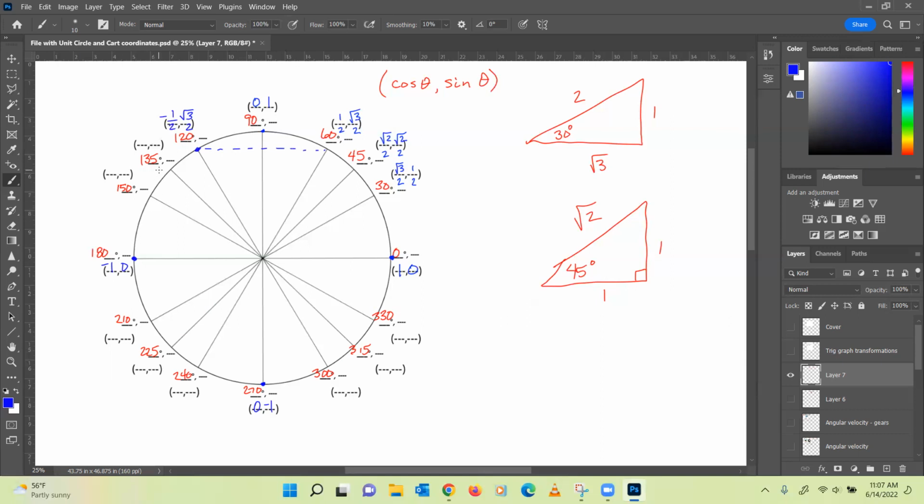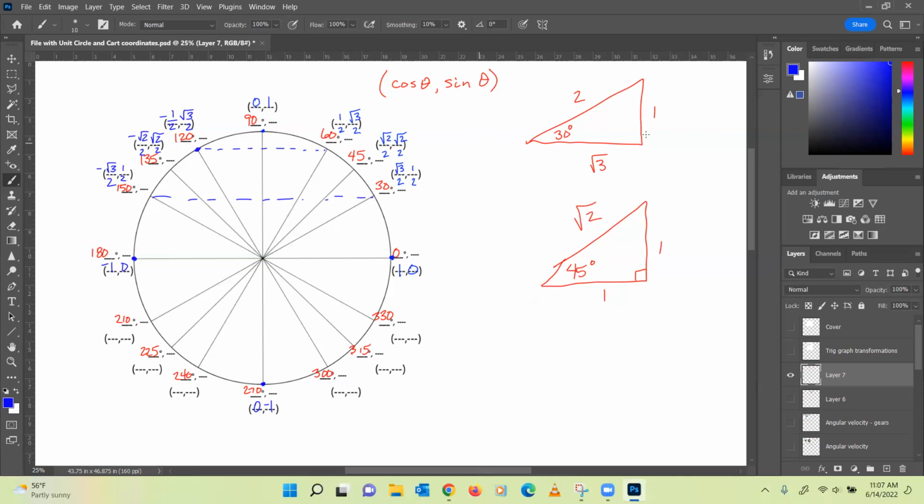We can do the same thing with the 135. It's at the exact same y, but it's got a -x. 150, relative to the 30, has the exact same y, but a -x.